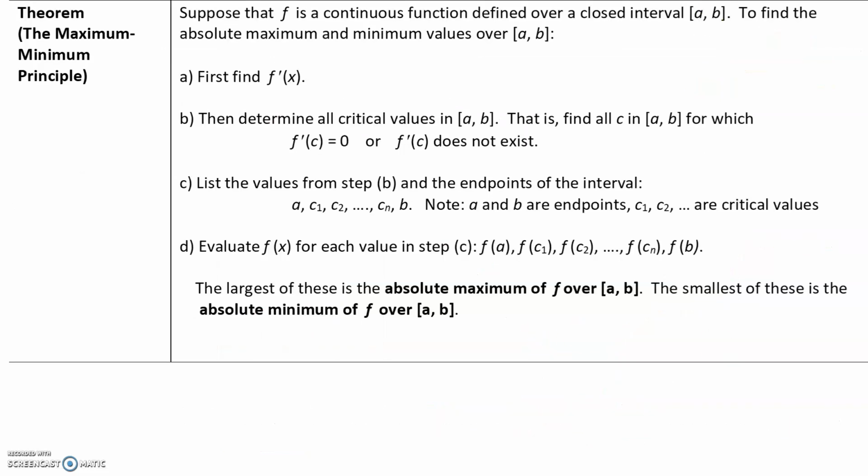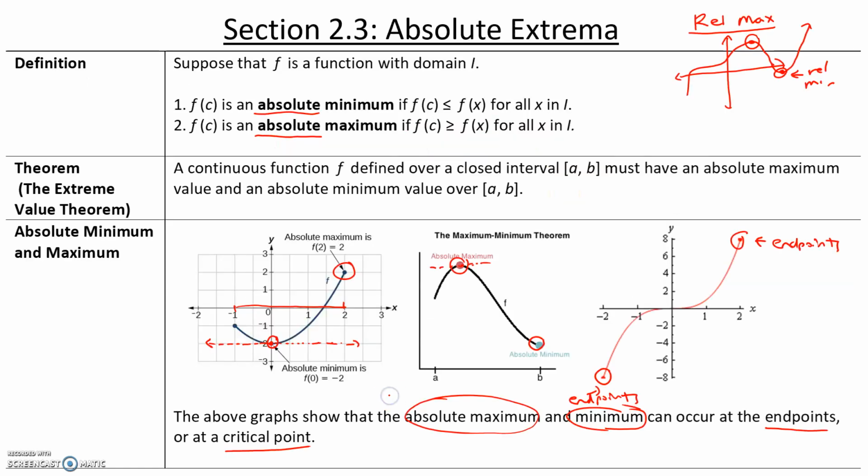So here's the theorem. Suppose that f is a continuous function defined over a closed interval. To find the absolute maximum or minimum, first find f prime of x and determine all the critical values. Remember, critical values are where f prime is equal to 0 or does not exist. Then we list the values and the endpoints of each interval. So remember, the absolute maximum or minimum either occurs at the endpoint or at a critical point.